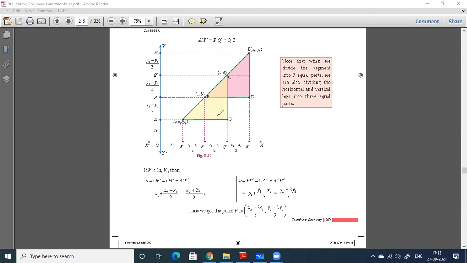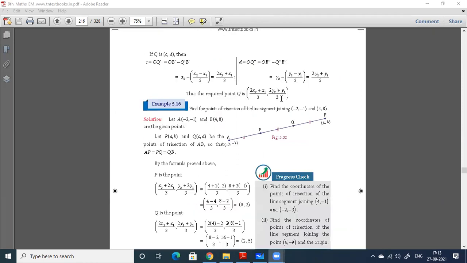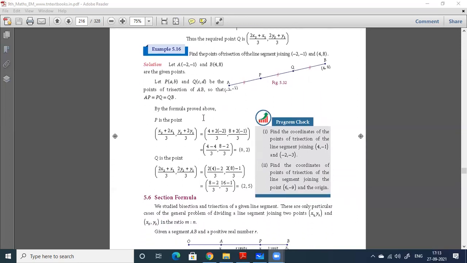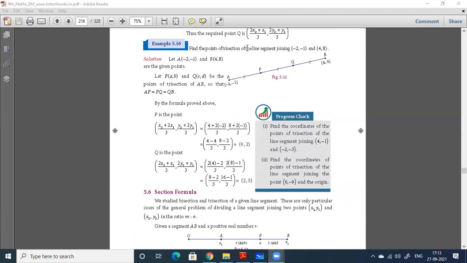Now you got the point (x2 plus 2 into x1) by 3 and (y2 plus 2 into y1) by 3. Okay. Now let us do an example and we will try to see how we get that. Find the points of trisection of the line segment joining (-2, 1) and (4, 8).